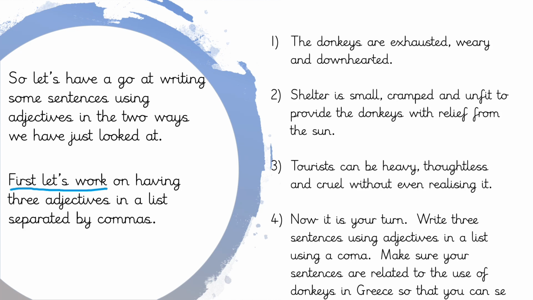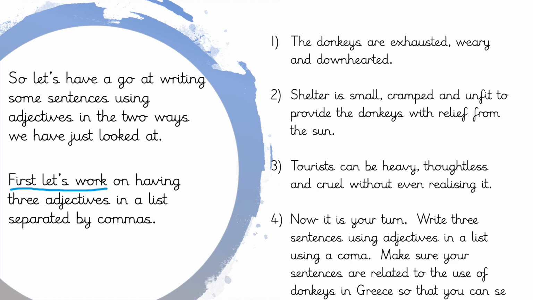So let's have a go at writing some sentences using adjectives in 2 ways, the ones that we've just looked at on the previous slide. First of all, let's work on having 3 adjectives in a list separated by commas. So if you have a look at number 1, I've got: the donkeys are exhausted, weary and downhearted. Exhausted, weary and downhearted are the adjectives I've used in a list separated by a comma to describe the noun, the donkeys.